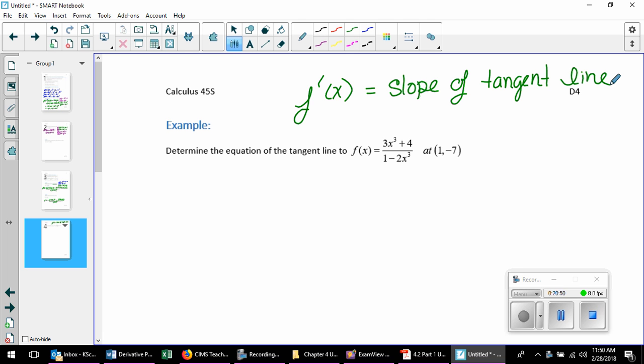Okay, so if I'm asking for the equation, if I'm creating an equation of any line, I need the slope and I need a point. I can find the slope using the derivative, and I already have my point because it's given here. You're going to substitute stuff in. First thing we're going to do is find the equation for the slope, which is just the derivative.